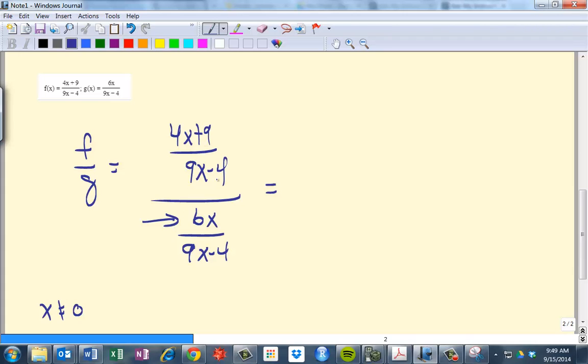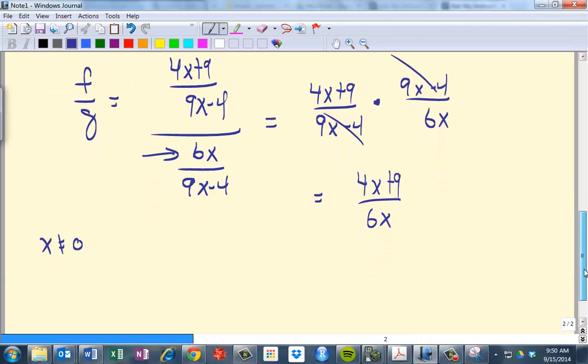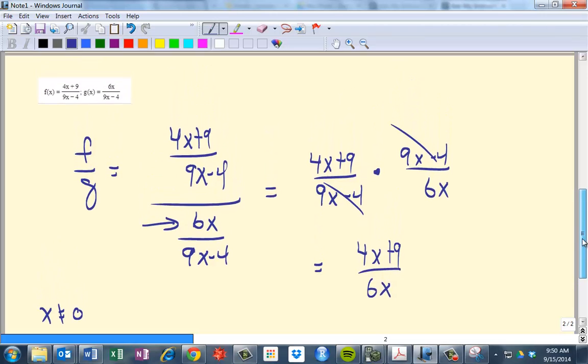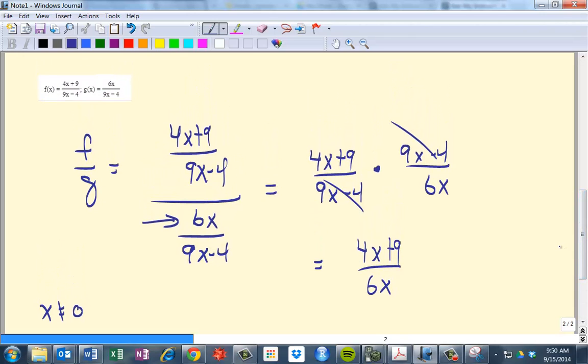And then let's go ahead and simplify this. 4x plus 9 over 9x minus 4, and then we change this to multiplication. So you can see 9x minus 4 goes away. You end up with 4x plus 9 over 6x. And the key thing here is to note that the domain is going to be what makes this 0 here. If we plug 0 in for x here, you get 0 in the denominator.